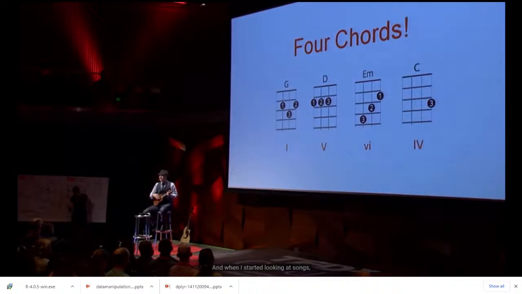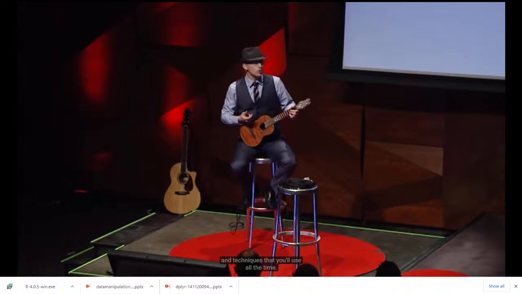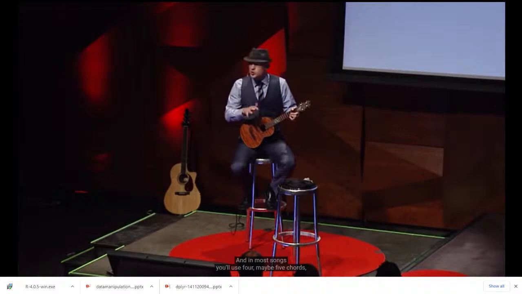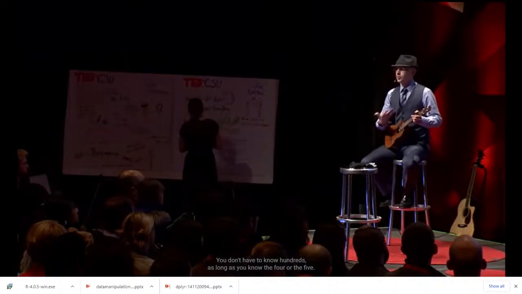And when I started looking at songs, I had a ukulele chord book that had like hundreds of chords. Looking at this thing, like, whoa, that's intimidating. But when you look at the actual songs, you see the same chords over and over, right? As it turns out, playing the ukulele is kind of like doing anything. There's a very small set of things that are really important and techniques that you'll use all the time. And so in most songs, you'll use 4, maybe 5 chords, and that's it. That's the song. You don't have to know the hundreds as long as you know the 4 or the 5.